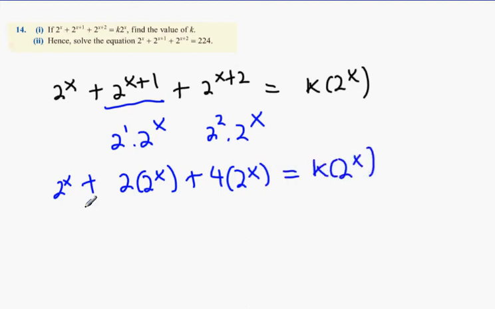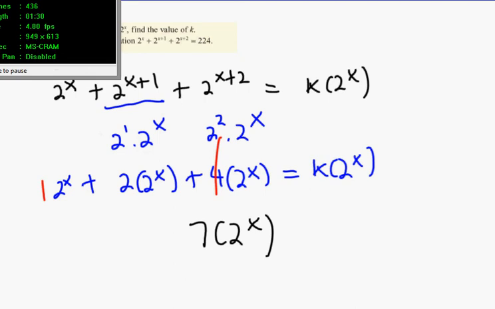Okay. We've got 1 times 2 to the x plus 2 times 2 to the x gives you 3 times 2 to the x. 3 plus 4, 7. So 7 times 2 to the x on the left. And if it's 7 on the left, what is on the right? 7. So k equals 7. 7 times 2 to the x, because it's 1 plus 2 plus 4, which is 7. Actually, probably one of the easiest questions in the whole thing.